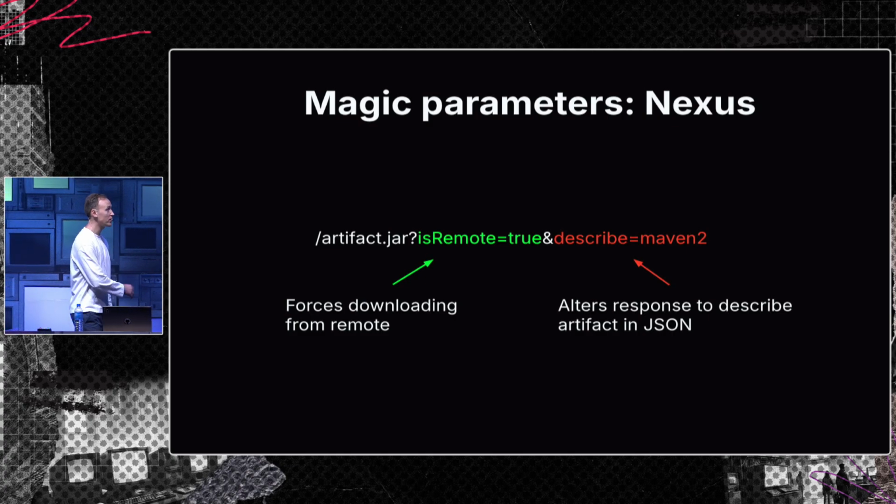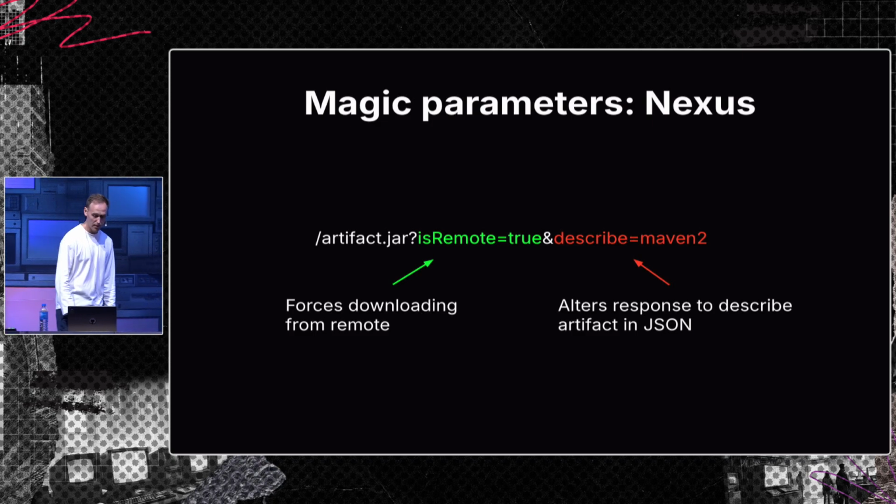Sonatype Nexus also has special magic parameters that allow us to bypass the local cache and, in some cases, override how artifacts are returned and how they are rendered.